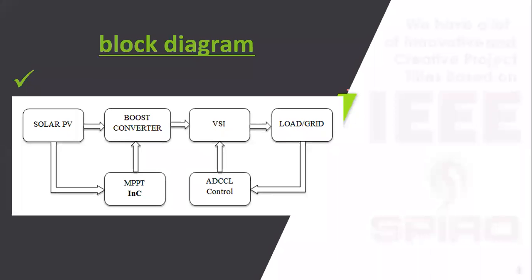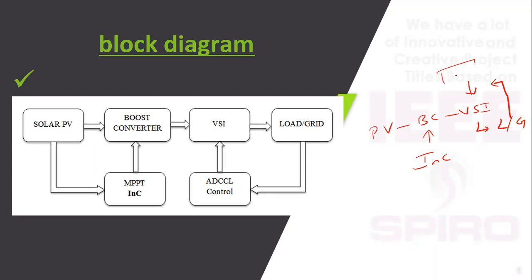In the block diagram, the solar PV is connected with the boost converter and coupled to the voltage source inverter and connected to the load or grid. For the boost converter, as already said, the proposed incremental conductance is used, and the voltage source inverter takes the feedback from the load or grid, and the proposed adaptive control technique is implemented to give the pulse to the voltage source inverter.